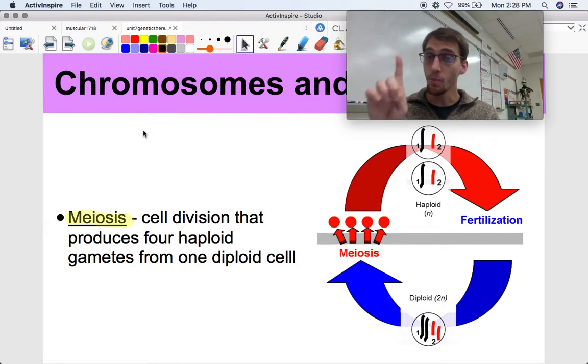Remember, haploid means one set of chromosomes from one diploid cell, and that's going to be the topic of our next video: meiosis. How are these sperm cells and egg cells made, and how do they get new genetic material so that when they combine together and form a zygote, they have a completely new set of DNA? That will be the topic of our next video. So meiosis is going to be producing those sex cells.